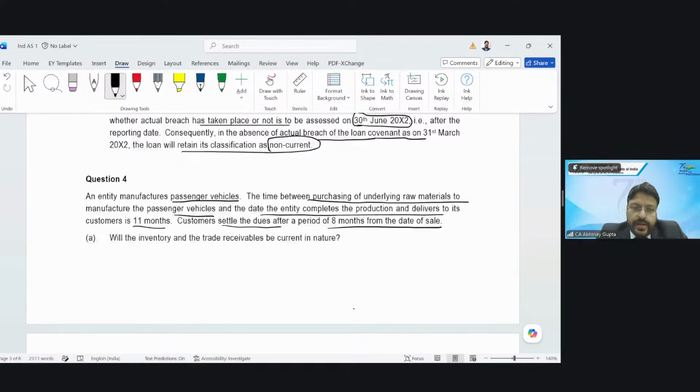Will the inventory and the trade receivables be current in nature? So, based on these facts, what is your take on the inventory and the trade receivables? Whether the inventory and trade receivables are current assets in nature? That's the question.